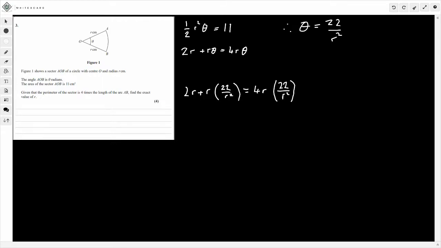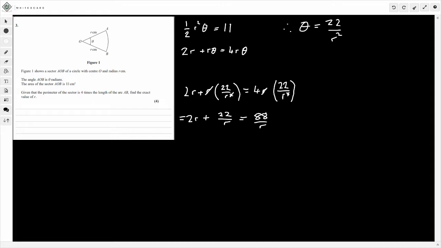So now we can simplify. The 2r won't change, so it's going to be 2r. Now if we've got r lots of this, this r will cancel with one of the r's here, so that power of 2 will just go down to a power of 1, so that's 22 over r, so plus 22 over r. And then this is equal to 4r times 22 divided by r squared. Again, this r will cancel with the power of 2 to give me a power of 1 here. So this is 4 times 22 over r, so that's 22, 44, 66, 88 over r.